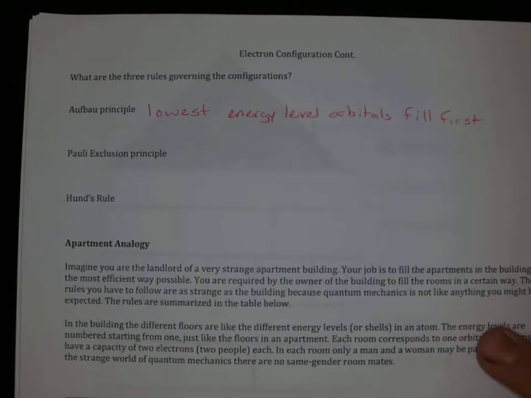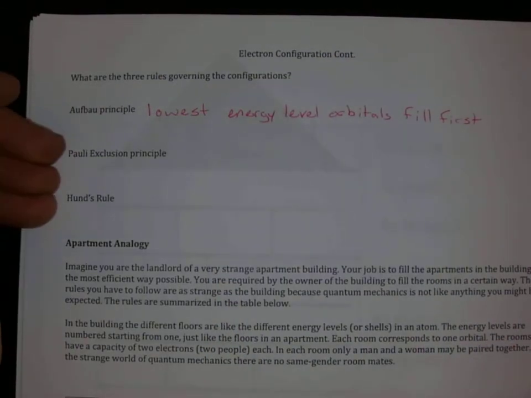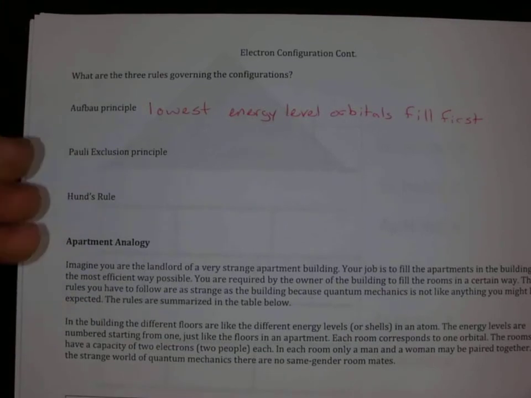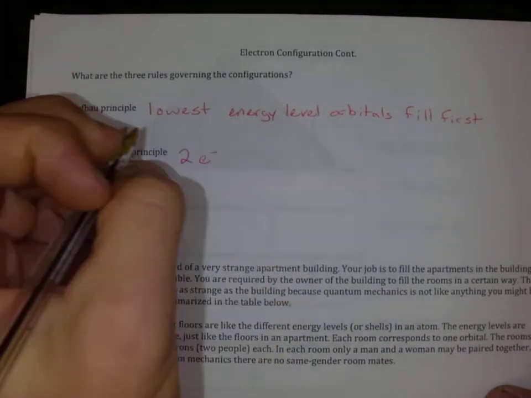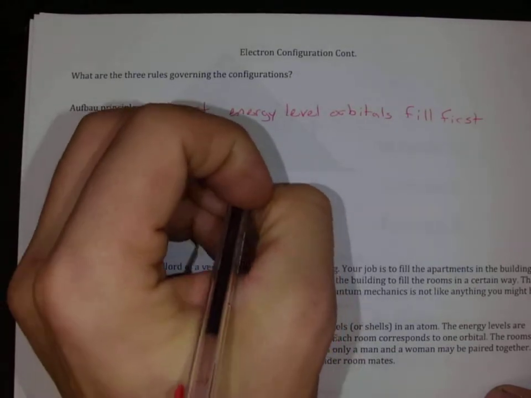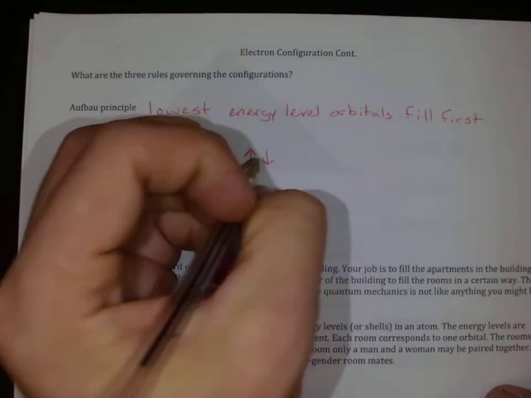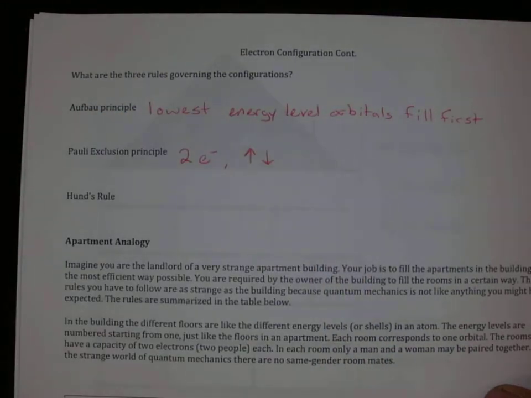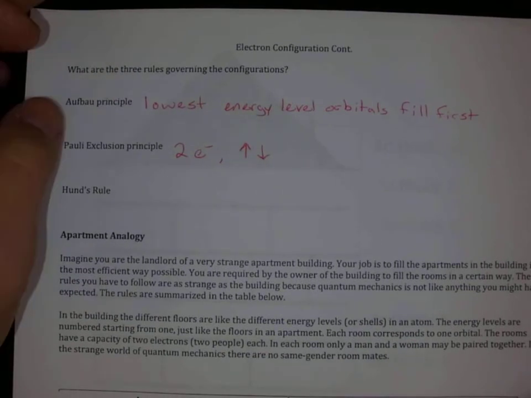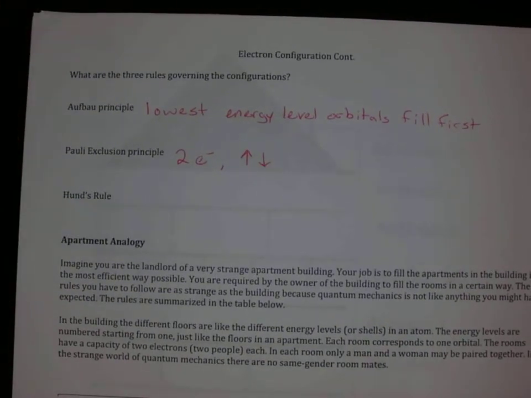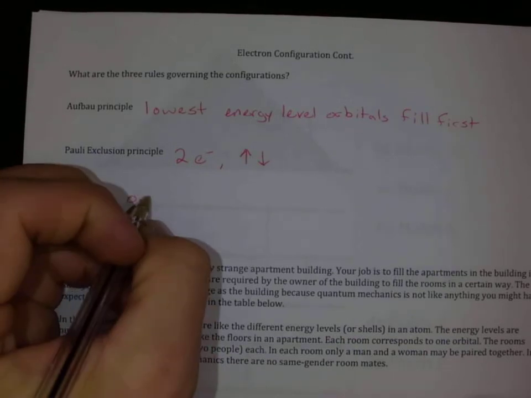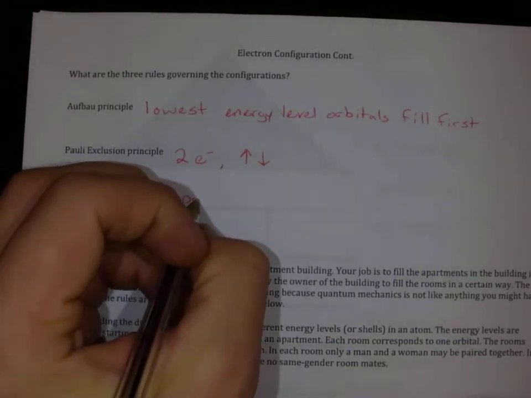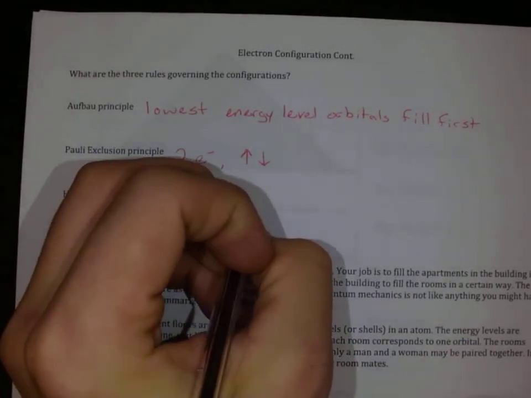Okay? Then we have the Pauli exclusion principle, and that says that each orbital can only have 2 electrons in it, okay? So 2 electrons, and it has to be an up and a down arrow. That's as much as can fit in there, and they have to have what's called an opposite spin, okay? Finally then, we have Hund's rule, that we're only going to pair when it's necessary.